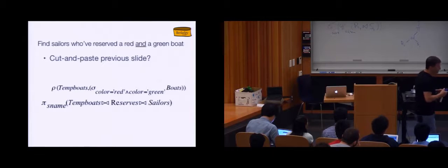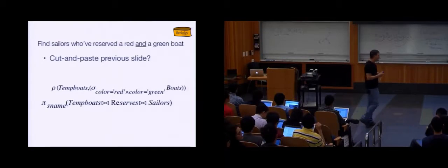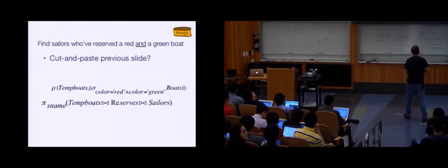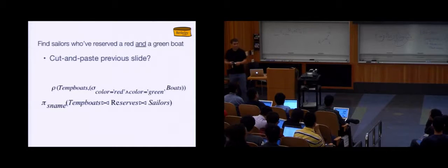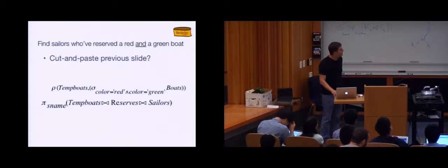Okay? So there's no, like, a red in there and a green in there. It's either one or the other. And so this actually returns nothing. This returns the empty set. It's a well-specified query. It just happens to return nothing. And so we're going to have to do something different. This is bad. What operation do we want to use?